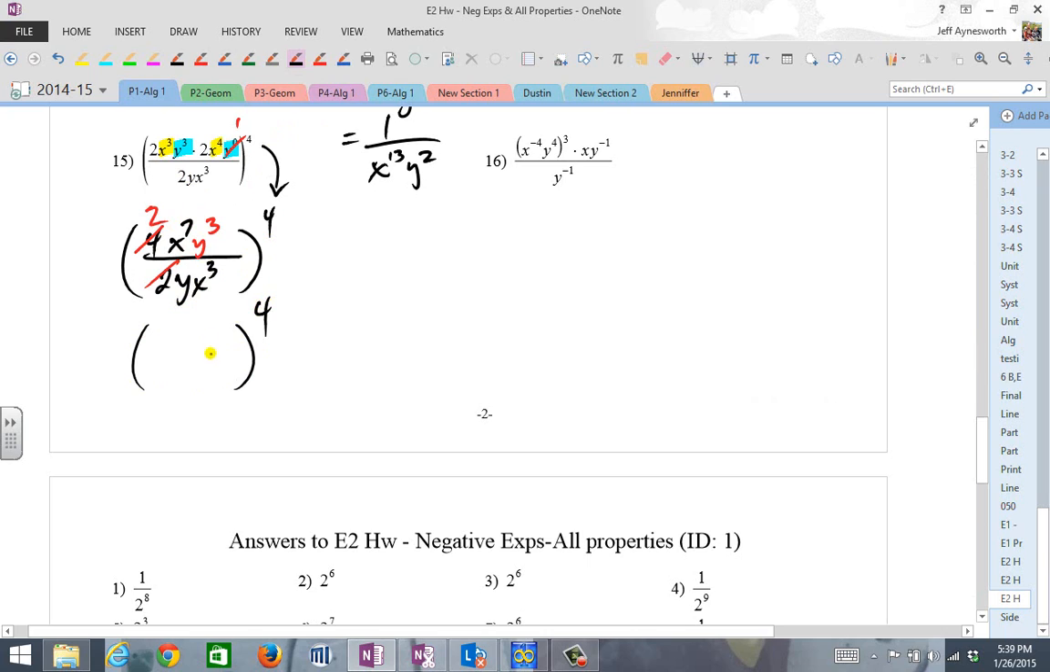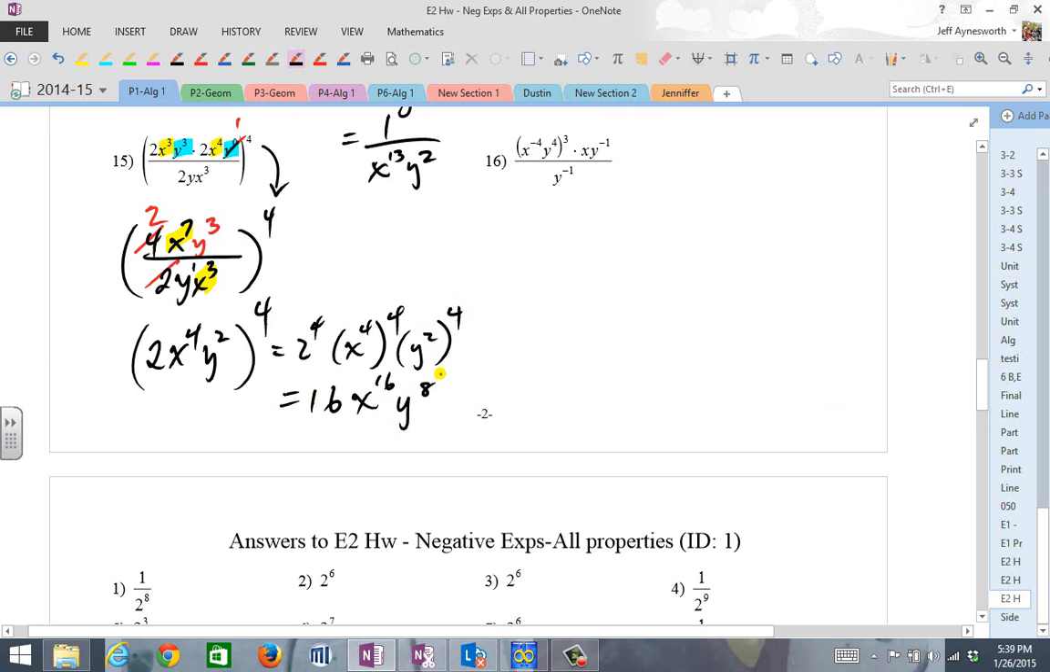Let's see. I got 2 first. X to the 7th divided by x cubed. Okay, look here. And here, divide. So x to the 7th divided by x cubed is x to the 4th, because you subtract the exponents. Y cubed divided by y is y squared. Now, last step, you just take everything to the 4th. 2 to the 4th, x to the 4th to the 4th, y squared to the 4th. You get 16, x to the 16th times y to the 8th. And there we go. All right.